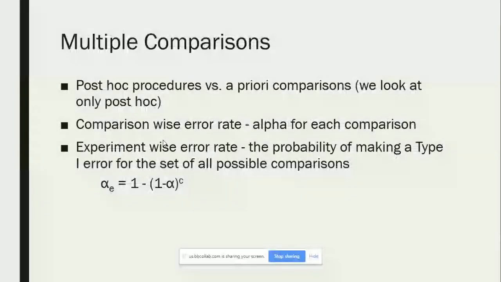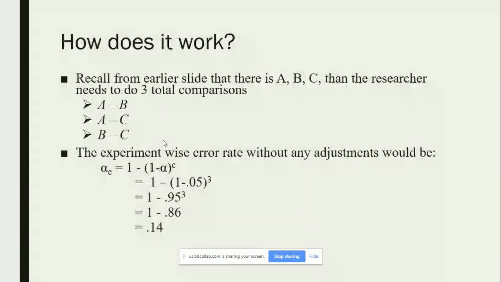So the post hoc procedure is versus the a priori comparison. We only look at the post hoc. And then we always want a comparison of the error rate, which would be the level of alpha for each of the comparisons. The experiment-wise error rate can be expressed by the type 1 error, which can show you all the possible outcomes. So alpha error equals 1 minus (1 minus alpha) to the C, the number of comparisons. But the nice thing is SPSS does this for you.